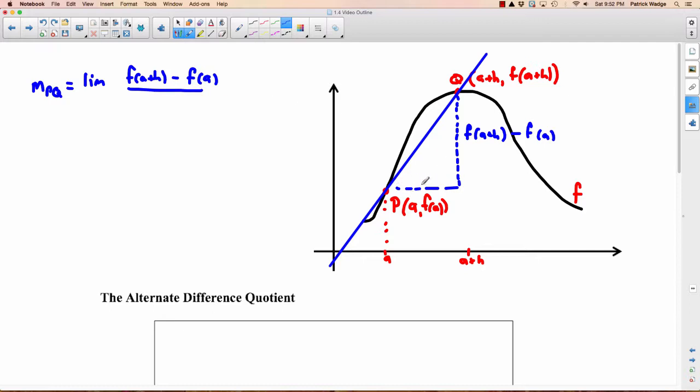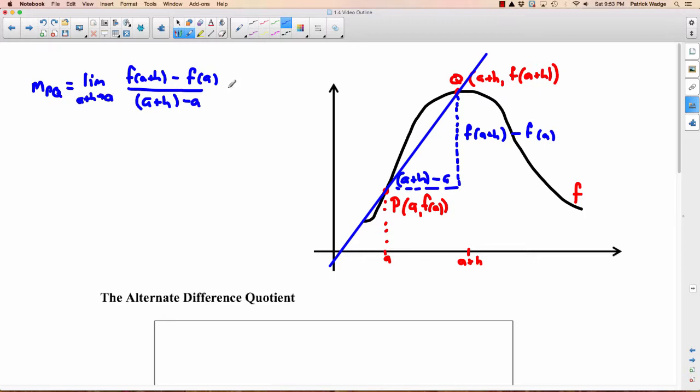How about our change in x? Here's our change in x. That is this x value, A plus H, minus this x value, which is A. So I'll write that down, A plus H minus A. And what do we actually want here? We want A plus H to approach A. As Q gets closer and closer to P, this A plus H is going to get closer and closer to A.